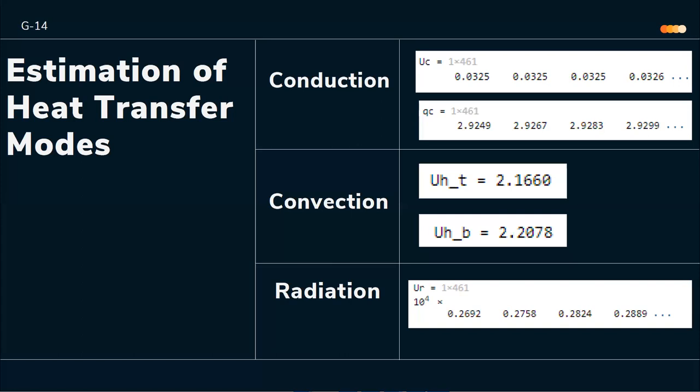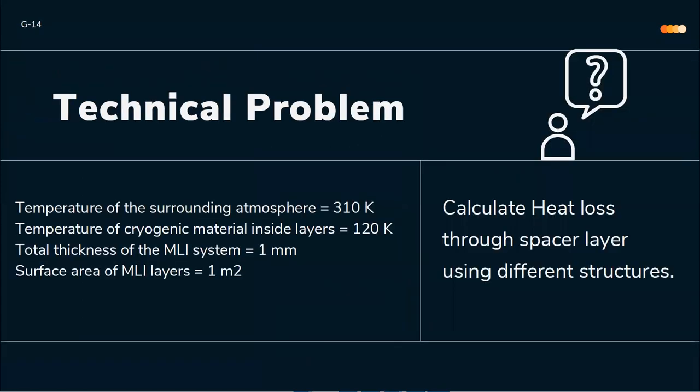The last and the most significant mode of heat transfer is radiation. Radiative heat transfer takes place between the MLI sheets. For varying values of the total number of layers in MLI, the range of values of radiative resistance can be shown by UR. So the problem that we are aiming to solve can be stated as follows.